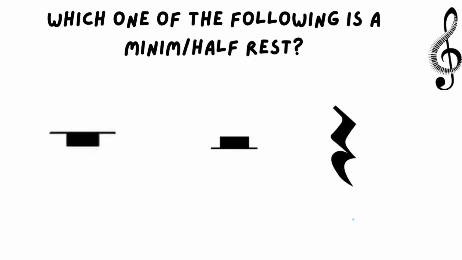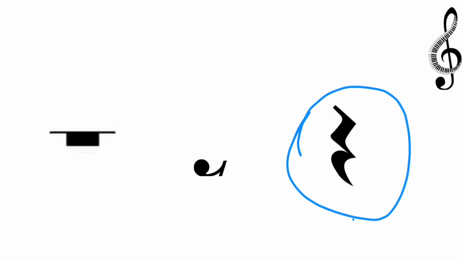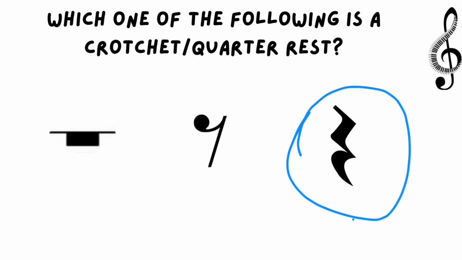Okay, which of the following is a minim or half rest? Which of these 3 is a minim or half rest? Answer coming up, 3, 2, 1. There you go. The one that looks like a top hat is a minim or a half rest. And this is the quarter rest.